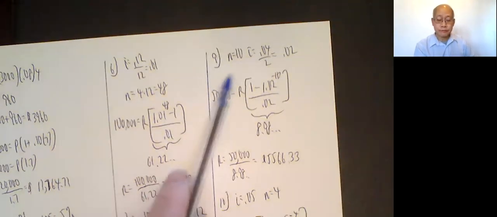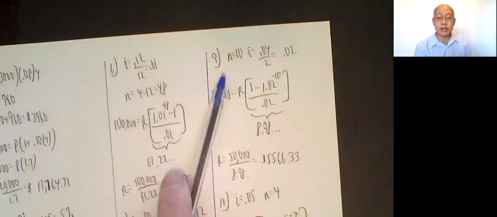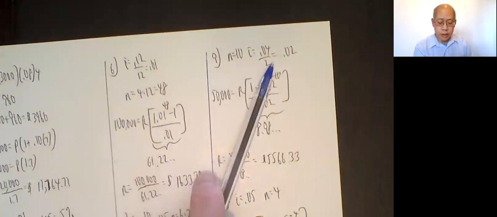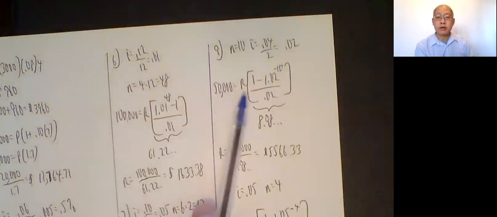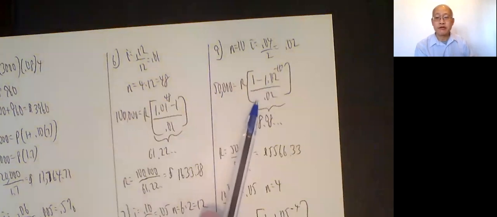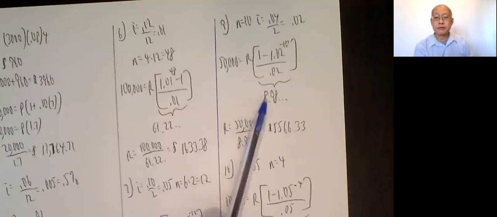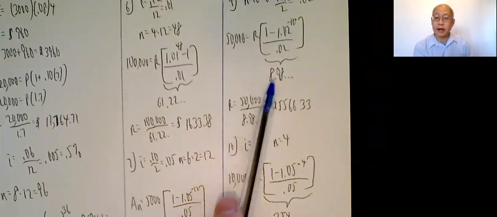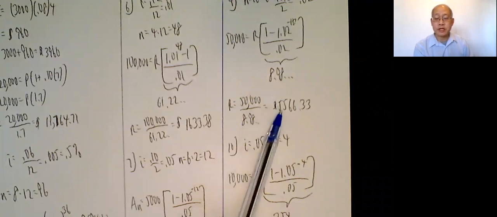9, same formula. You're already told that N is 10, so you don't have to do anything with the 10, just leave it. I is 0.04 divided by 2, which is 0.02, because it says semi-annual. 50,000 equals R, 1 minus 1.02 to the negative 10 divided by 0.02. This comes out to be 8.98 something. Again, use your button that says answer. Otherwise, write down every single digit. So R is 50,000 divided by 8.98, 5566.33.